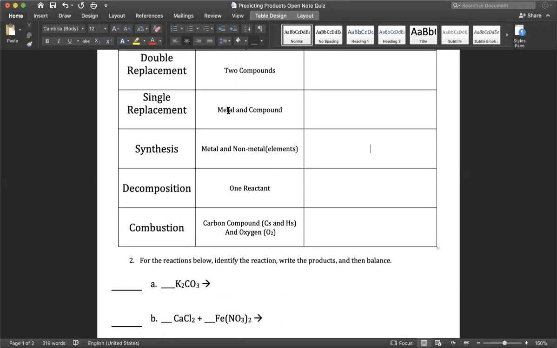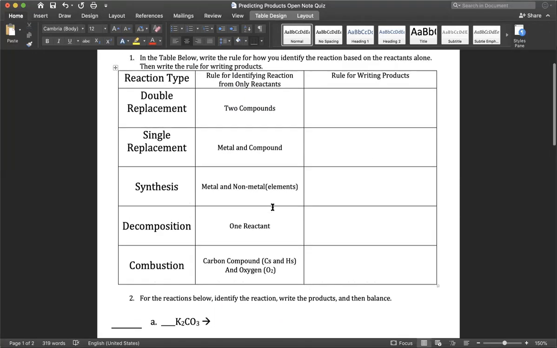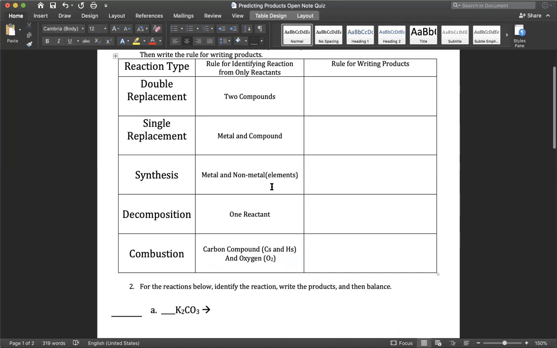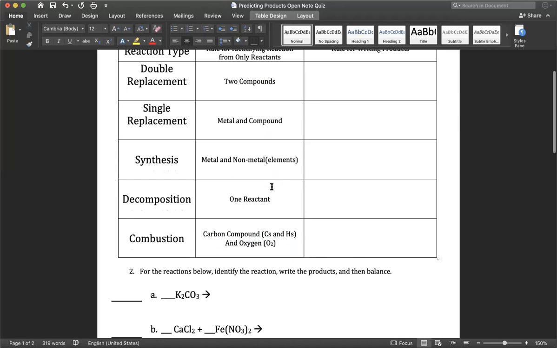That'd be double replacement, a metal element in a compound, metal and nonmetal, which are both elements, 1 reactant, or a carbon compound that has mostly C's and H's. There could be O's in that as well, and oxygen. So those are the 5 possible combinations for identifying reactions based off reactants.